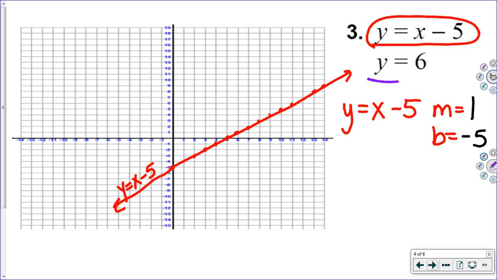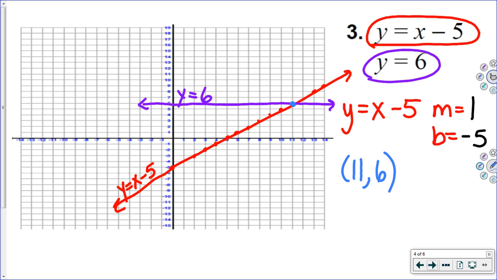Next equation, y equals 6. Y equals 6 has no x, it is a flat line. I have found a point where they intersect. Right here is the solution for the system. They cross at 11, comma 6. 11 is on the x, and 6 is on the y. X, comma y. Every ordered pair, x first, then y. So the solution for these two equations is 11, 6.